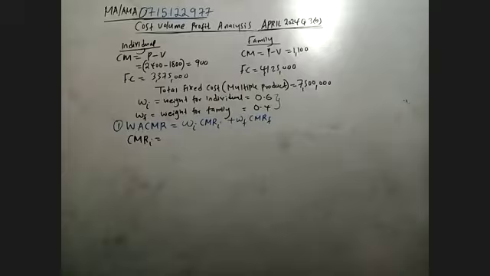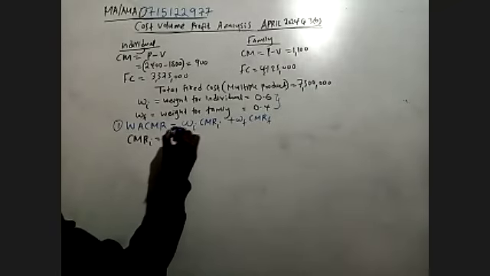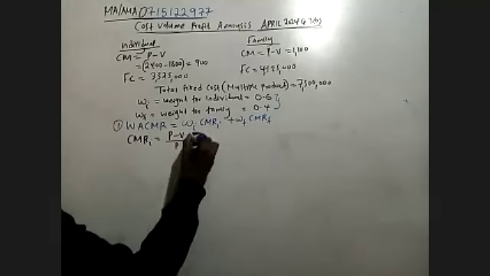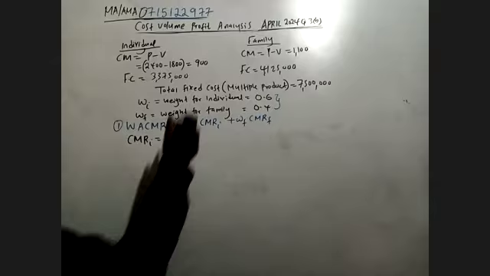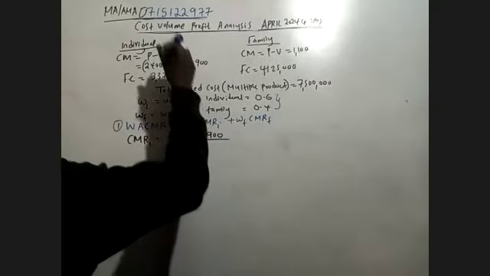CMR from our normal formula, we said it's P minus V over P. You remember? P minus V over P. Now it is 900 over.